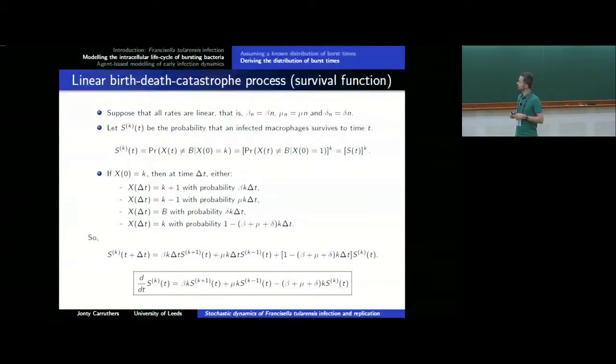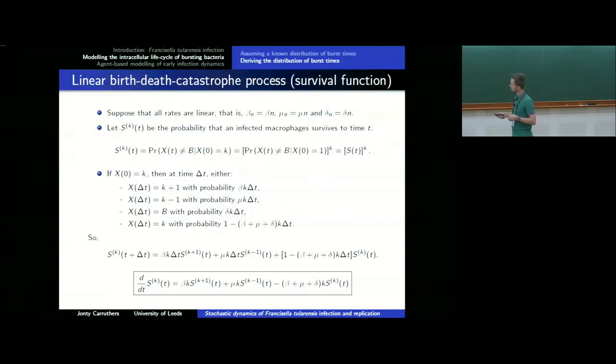And so when we want to get the survival function, let's consider what happens in a short interval of length delta T. Then we'll look at what's happening between that interval delta T to T plus delta T. So if we start off with K bacteria in our cell, what could we have at time delta T? We could have K plus 1 with probability beta K delta T. We could have K minus 1 with probability mu K delta T. We could go into the rupture state with this rate, or we could have nothing happening at all.